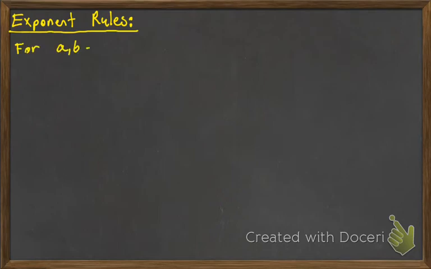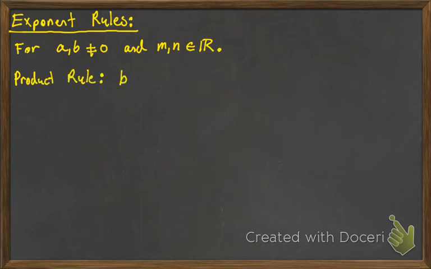Okay, so we're going to look at our exponent rules, and we're going to be using the letters A and B, and we'll go ahead and make the assumption that A and B are not 0, and then M and N are going to be our exponents. Those are going to be real numbers. So the first rule we're going to look at is what's called the product rule, and so if we multiply B to the M times B to the N, when I multiply like bases, I'm going to add the exponents. So B to the M times B to the N is B to the M plus N.